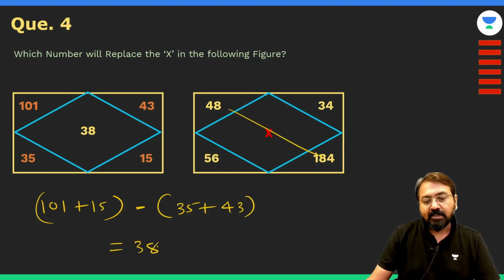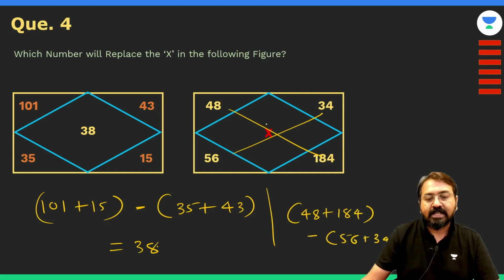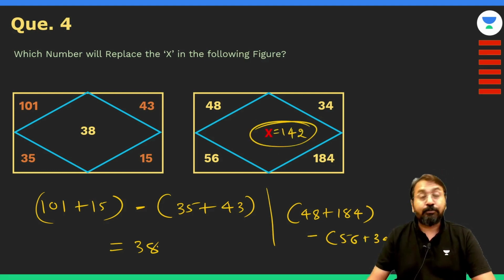So if you do the same thing over here, 48 plus 184 is 232, minus 56 plus 34, which is 90. 232 minus 90 is going to be 142. So that's your answer. So this was the answer for the fourth question, 142.